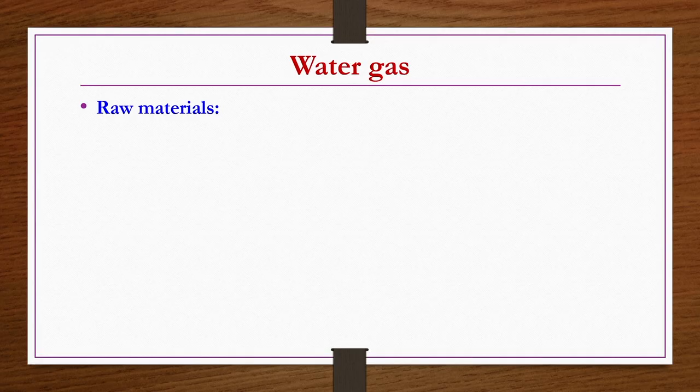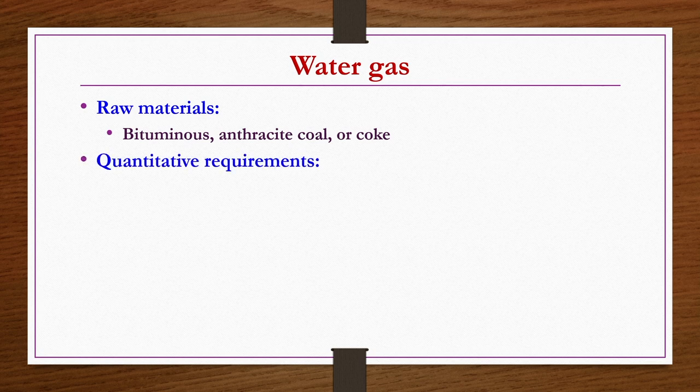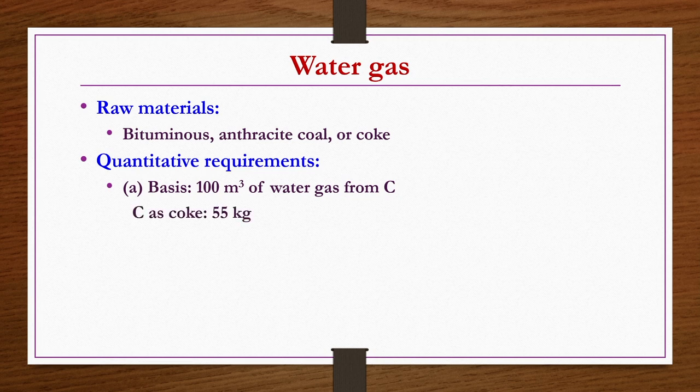Now we see water gas, right? Raw materials for production of water gas are bituminous coal, anthracite coal or coke. Then quantitative requirements: if you want to produce 100 cubic meters of water gas, the source for carbon can be coke or different types of coal. If you are using coke as the source of carbon, then 55 kgs are required. If you are using coal as the source of carbon, then 58 kgs of coal is required. Then 220 normal cubic meters of air is required.